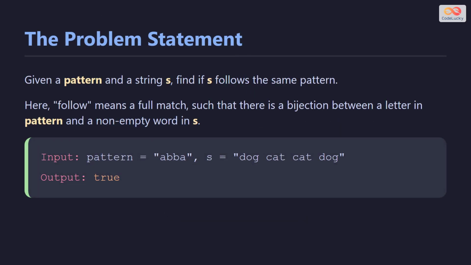Here is the challenge. We are given a pattern string, made up of characters, and a separate string containing words separated by spaces. We need to determine if the string of words follows the same sequence structure as the pattern. Specifically, we are looking for a bijection or a one-to-one mapping between each character in the pattern and each word in the string.